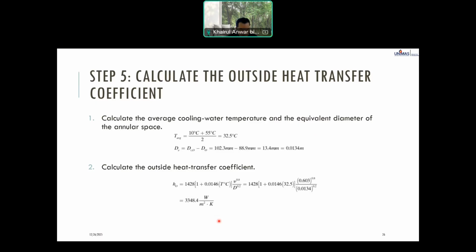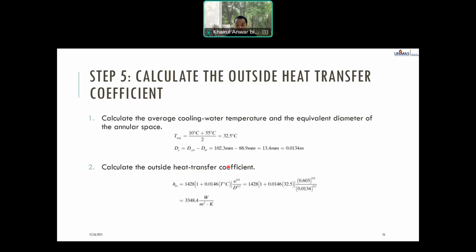Equivalent diameter DE is DIO minus DO. So 102 is the inside diameter for the big pipe, and 8.9 is the outside diameter for the small pipe. Then we get 0.0134 meter or 33.4 millimeter. Now we can use the simplified equation for water to calculate the outside coefficient. Okay, so the HO refers to the heat transfer coefficient for the outside part or bigger part, which contains water.